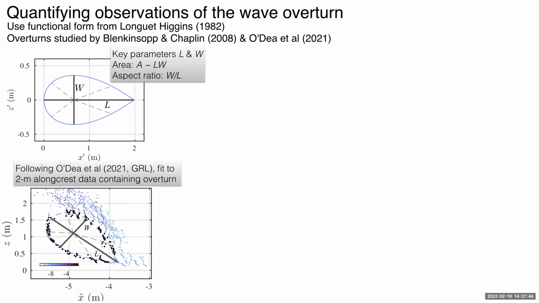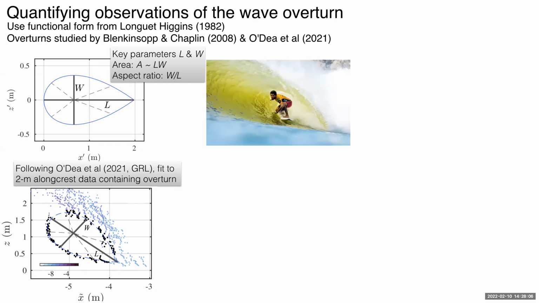And what does that look like? Well, it looks something like this. So here is a 2 meter alongshore swath of LiDAR data. And the black dots are the points that were included in the fit. And then what you can see is the W parameter and the L parameter associated with that fit. And again, this is sort of what you're looking at when you're looking into the overturn.